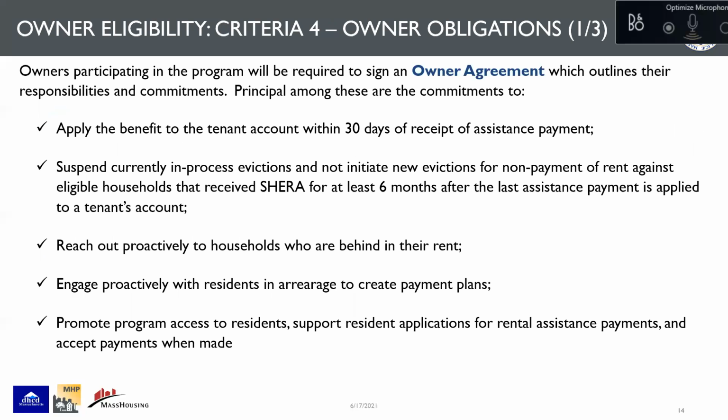The 4th criteria for eligibility is signing the owner agreement. The owner agreement outlines their responsibilities and commitments. These commitments include applying the benefit to the tenant account within 30 days of receipt of assistance payment, suspending currently in-process evictions and not initiating new evictions for non-payment of rent against households eligible for SHERA for at least 6 months after the last assistance payment is applied to a tenant's account. Reach out proactively to households who are behind in their rent, engage proactively with residents in arrears to create payment plans, promote program access to residents, support resident applications for rental assistance payments, and accept payments when made.